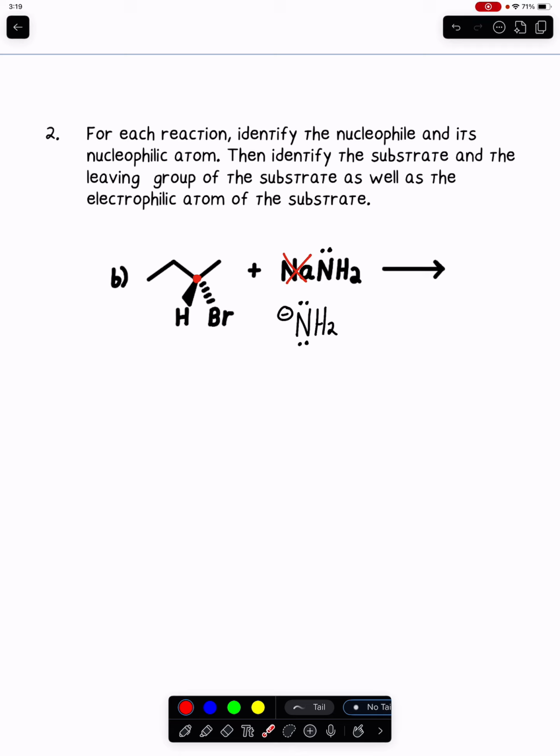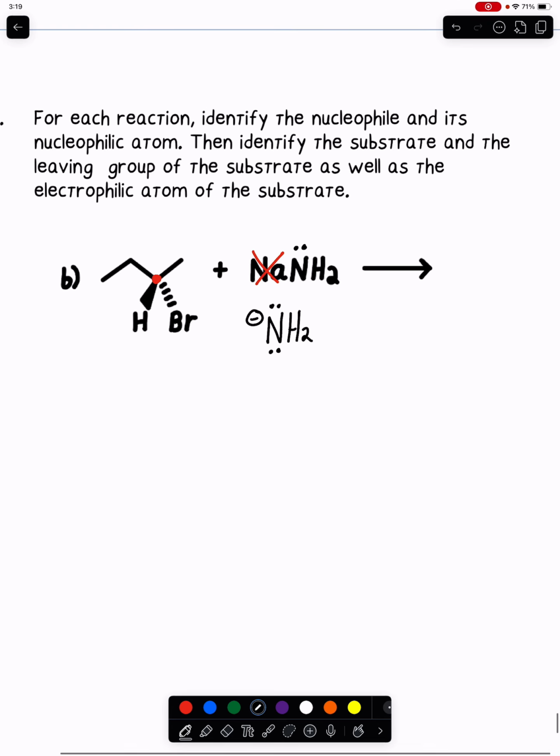That is the species that's going to donate the electrons to the red electrophilic carbon atom and kick out that bromine leaving group. So we've identified all the components here, but while we're here, let's just predict what the actual product of this reaction would be. We know that nitrogen atom is going to donate electrons to the red electrophilic carbon atom, and it's going to do that from the backside. Backside attack is how an SN2 reaction occurs.